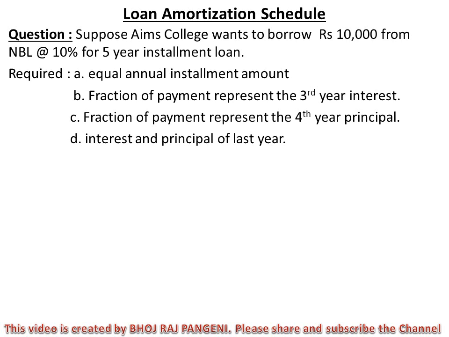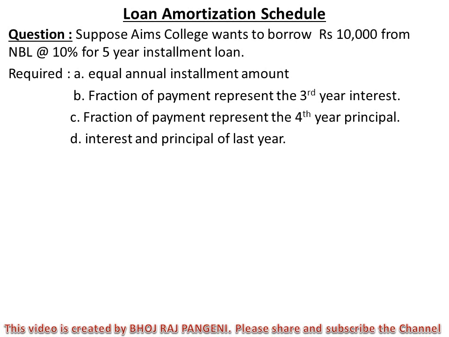It means that the college will pay the loan by installment, yearly installment. Now, required: A, equal annual installment amount. Equal annual installment amount means the amount of payment, PMT. B, fraction of payment represents the third year interest. C, fraction of payment represents the fourth year principal. D, interest and principal of the last year.